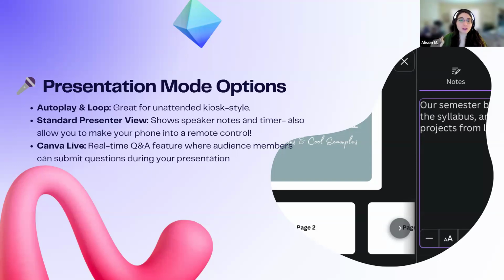Also, one of my favorite features that it has, which I think is very underrated, is the ability to use your phone as a clicker. So if you don't know what a clicker is, it's usually a little device that you can click to move forward or backwards on your slides during your presentations. I have a manual clicker.